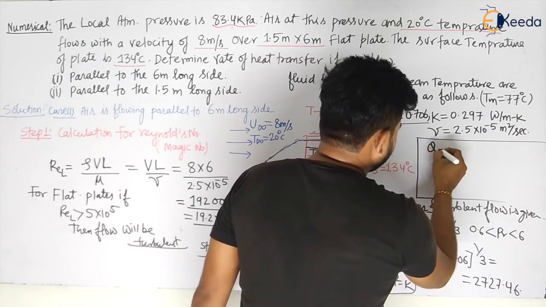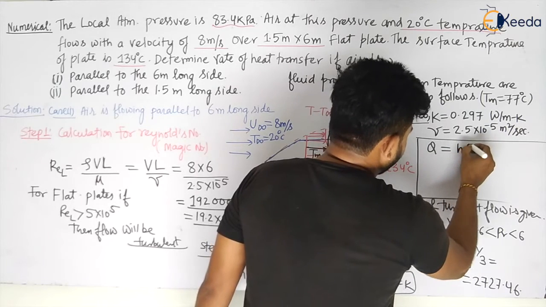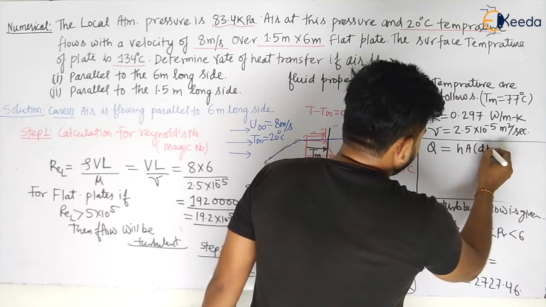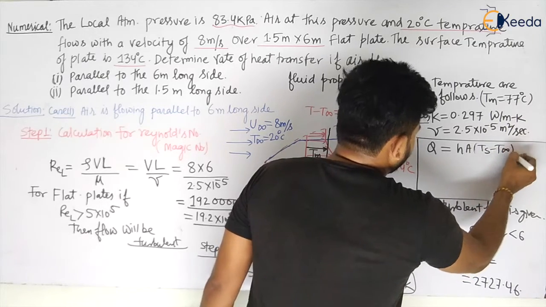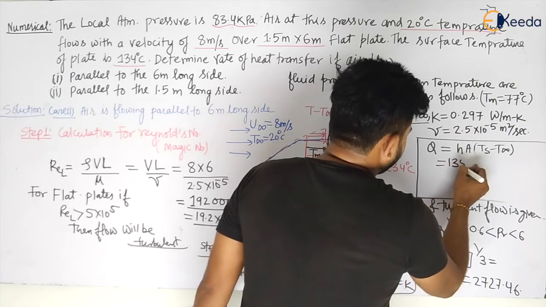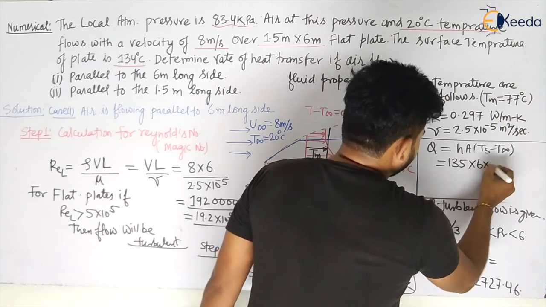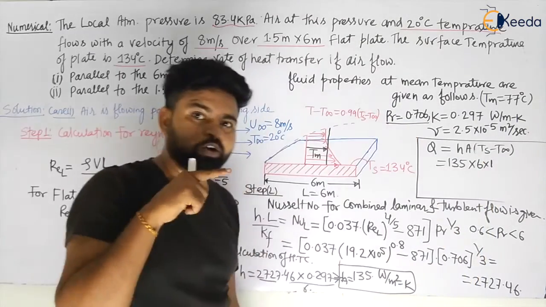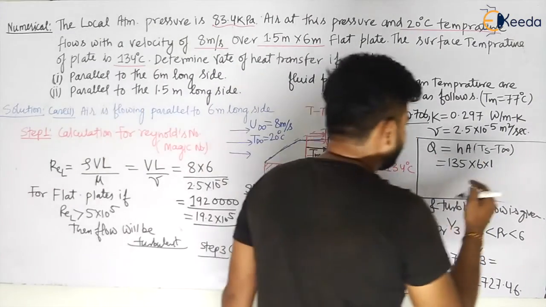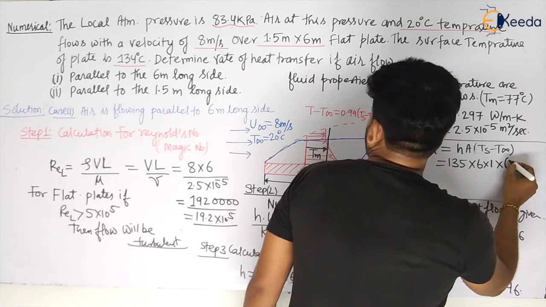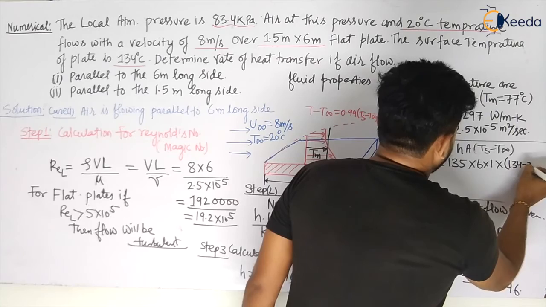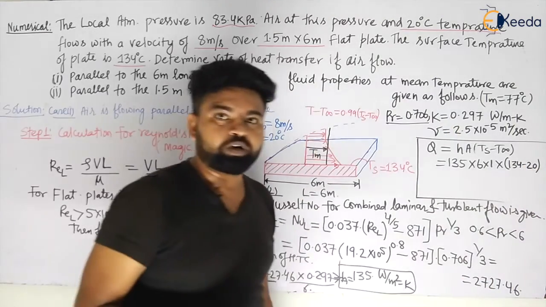So heat transfer will be given by Q is equal to hA dT, that is Ts minus T infinity. So h we have calculated, that is 135, multiplied by area, which will be 6 into 1, along the 6 meter side, my dear students. Multiplied by Ts, that is given to be how much? 134 minus 20 degrees, my dear students.